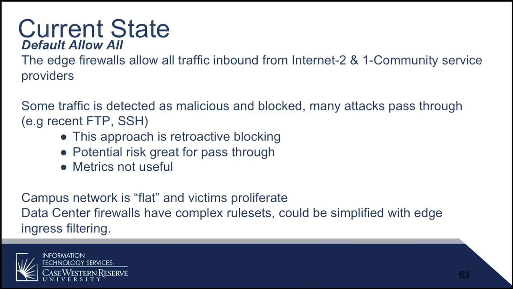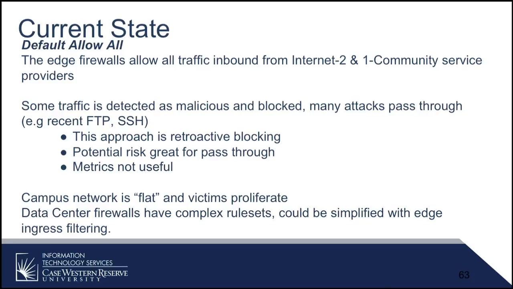So where we're at now is that there's what's called an edge firewall. The edge firewalls are on the edge of our campus network and allow traffic inbound from the different internet service providers we have, like OneCommunity and Internet2. Like any traffic, even potentially your network at home, some traffic can be detected as malicious or not good, and it can be blocked.